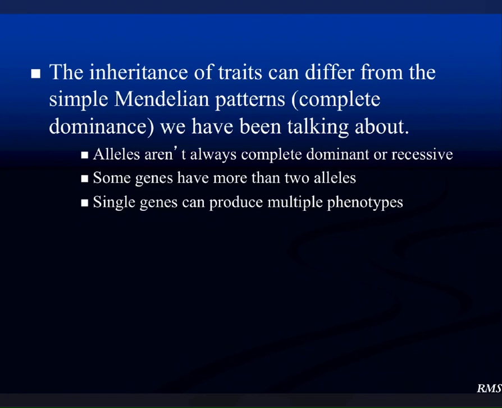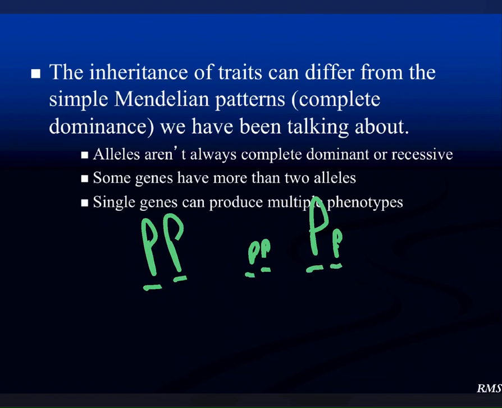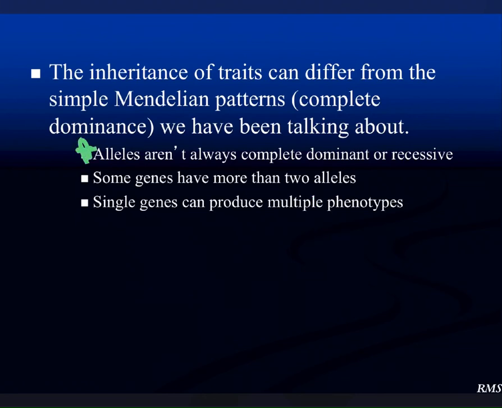However, Mendel also got lucky. Not all genes and alleles worked exactly the way he described. When he was looking at flower color, with big P big P, or big P little p, he got lucky that that color only had two different options and one was dominant over the other. Not all of our genes are like that. Some of our alleles are not completely dominant or recessive, and I'm going to give you examples of that.